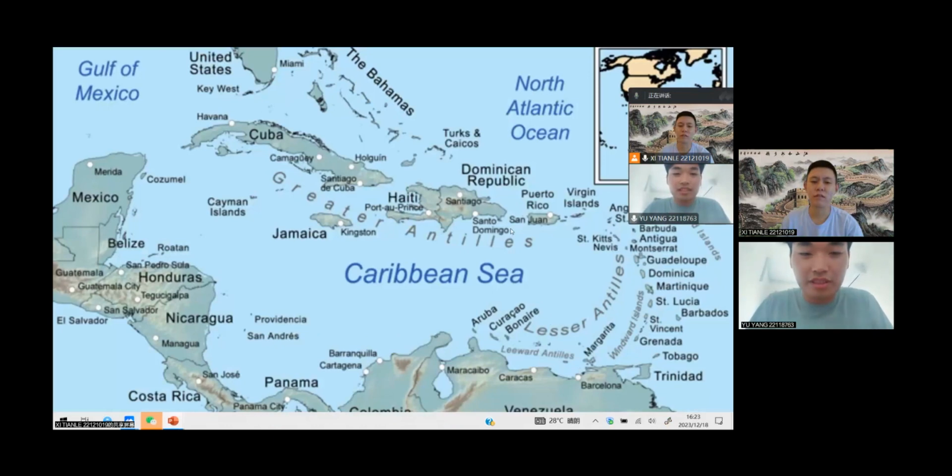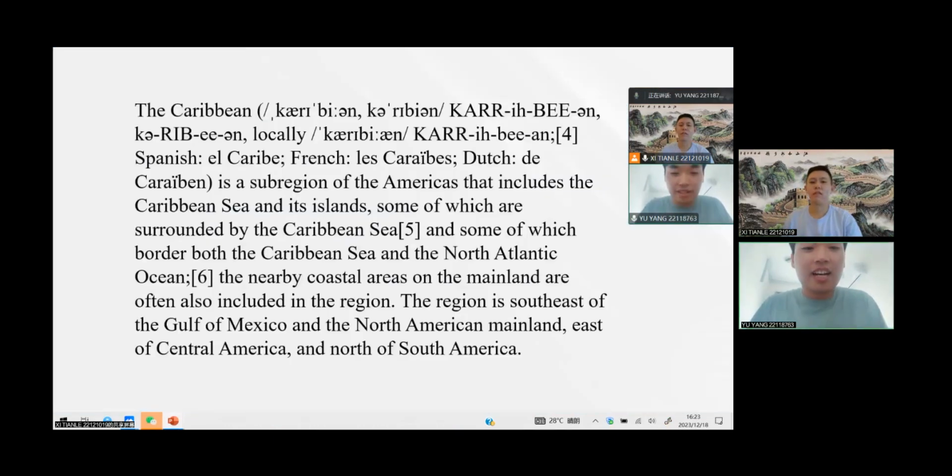Let's have a look at the Caribbean. It's a subregion of the Americas that includes the Caribbean Sea and its islands. This region is southeast of the Gulf of Mexico and the North American mainland, east of Central America and north of South America.